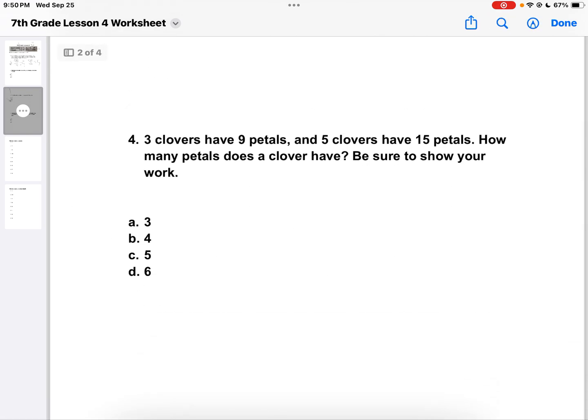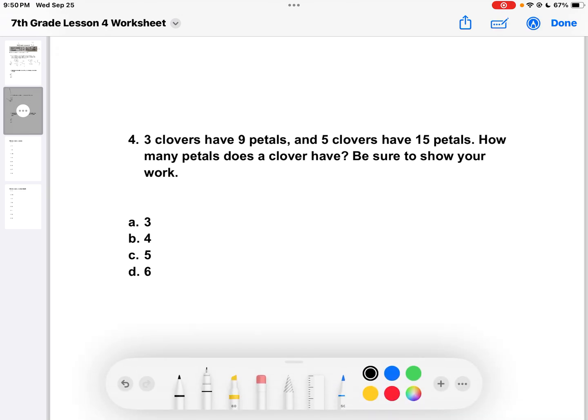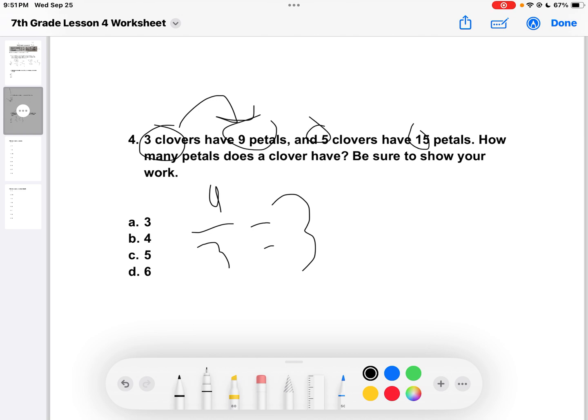Number 4. 3 clovers have 9 petals and 5 clovers have 15 petals. How many petals does a clover have? Be sure to show your work. So we need to divide 9 by 3 because a total of 3 clovers have a total of 9 petals. In order to get 3, if you're not sure, you could use these two values. Well, you don't need it because it's simple division. If you do, 15 over 5, it goes 3. So the answer will be A.